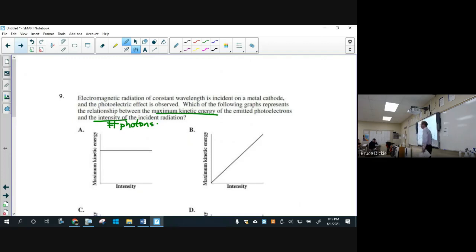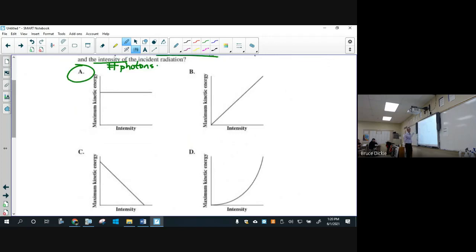So if there is no relationship, what's my answer here? Correct. There is no relationship, the answer is A. Intensity changes, kinetic energy doesn't.